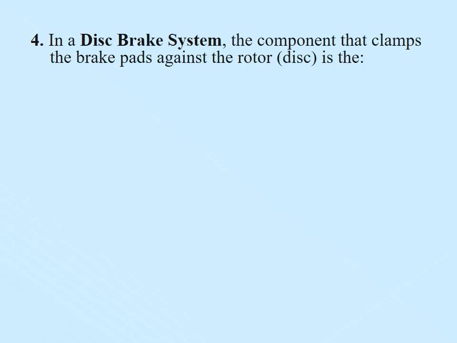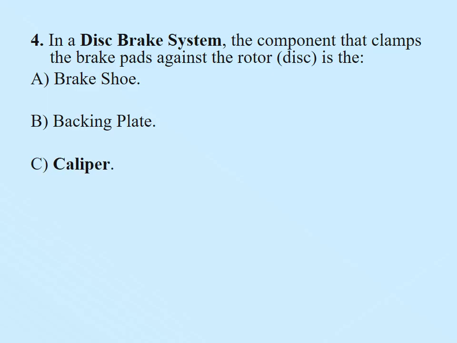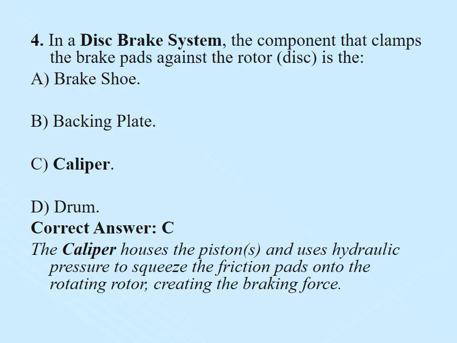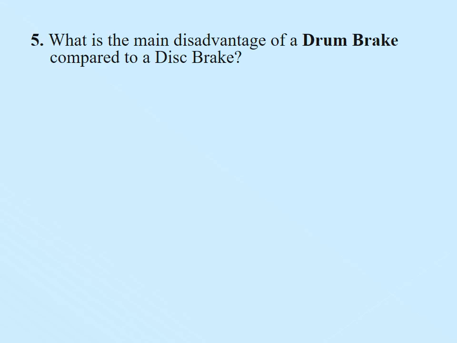Question 4. In a disc brake system, the component that clamps the brake pads against the rotor disc is the: brake shoe, braking plate, caliper, drum. Correct answer is C. Caliper. The caliper houses the pistons and uses hydraulic pressure to squeeze the friction pads onto the rotating rotors, creating the braking force.